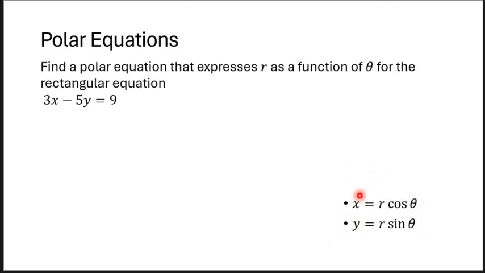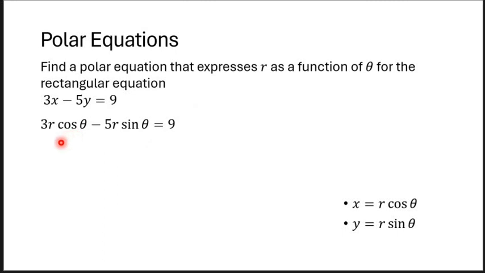The x, I'm going to convert into r times the cosine of theta, and y is going to equal r times the sine of theta. X is r cosine theta, and y is r sine theta. And then I'm going to solve this for r, so I can have r as a function of theta.